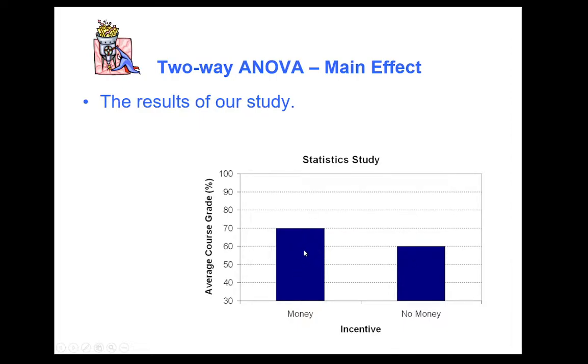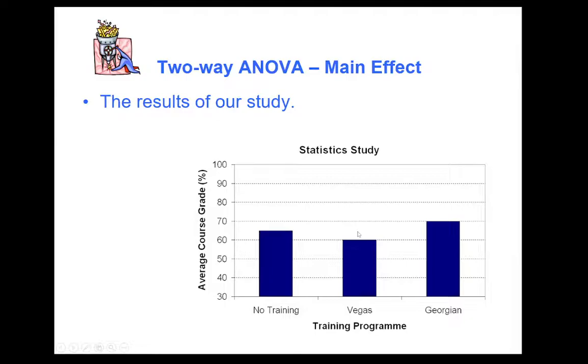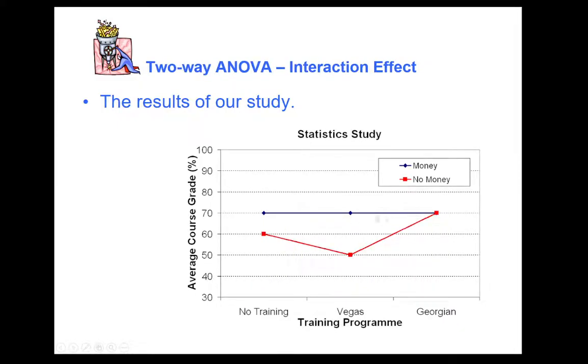The main effect for money: those who received a financial incentive, the average was 70. And those who received no money, the average was 60. These two effects are marginal to a significant interaction. So amongst my 30 students, the 10 who received no training, 65, the 10 who received Vegas, 60, and the 10 who received Georgian, the mean was 70. The key is this effect here is conditional or marginal to the interaction, because the effect for a training program type only occurs for those who received no money.